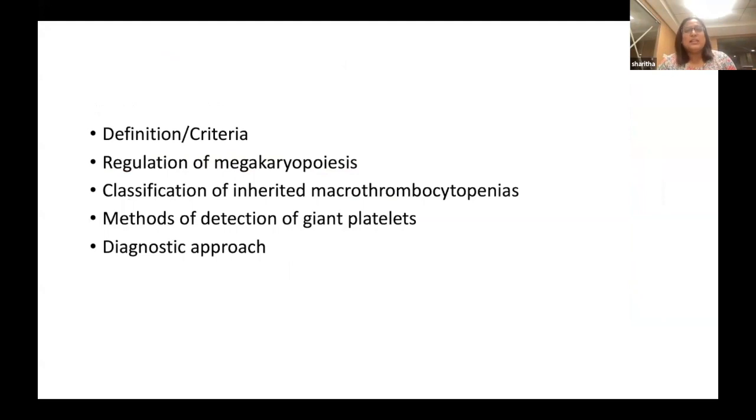So I will proceed with my talk with the following topics: the definition or criteria for macrothrombocytopenia, the regulation of megakaryopoiesis, the classification of inherited macrothrombocytopenias, methods of detection of giant platelets, and the diagnostic approach.